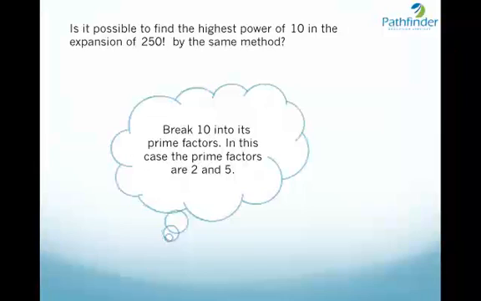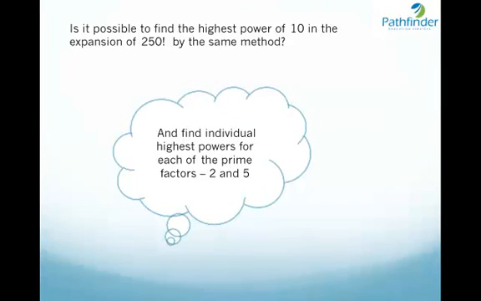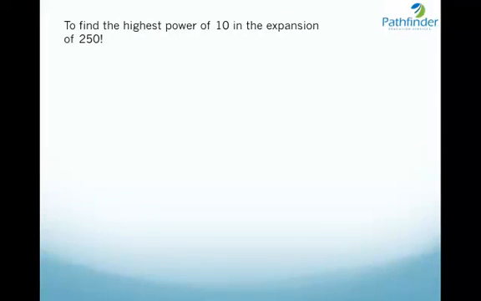Let us see that. The first thing is to break 10 into its prime factors. In this case, the prime factors of 10 are 2 and 5. Then find individual highest powers for each of the prime factors, prime factor 2 and prime factor 5. Let us do that actually.